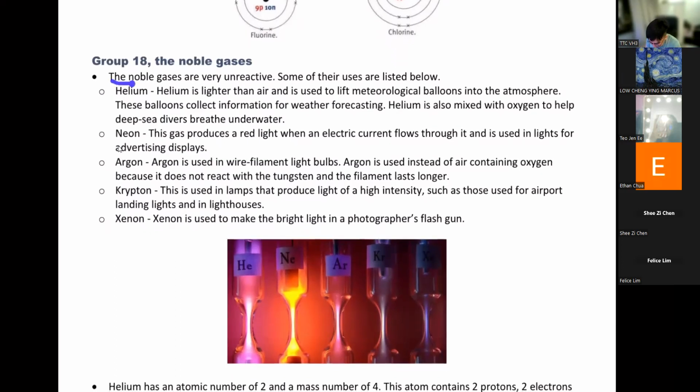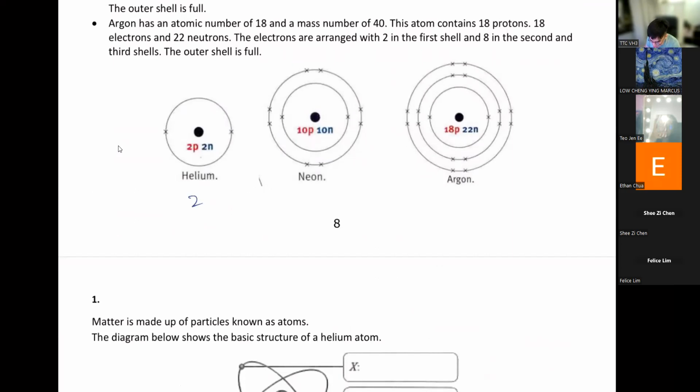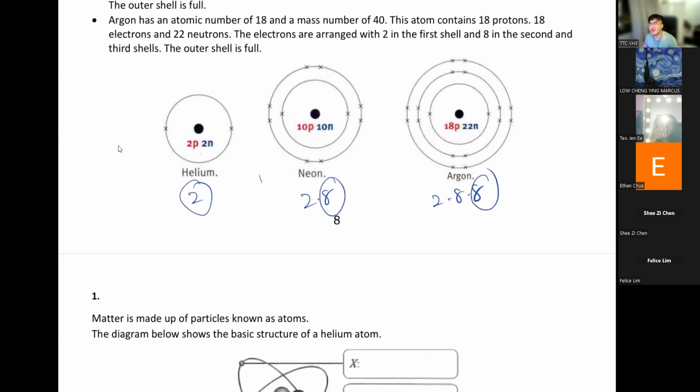So the noble gases are very unreactive. Some of their uses are listed below. Okay, so you see, helium is 2, neon is 2.8, argon is 2.8.8. Are they full? Are they happy? Yes, very. Already full. Helium, neon, argon, they are already bond perfect.